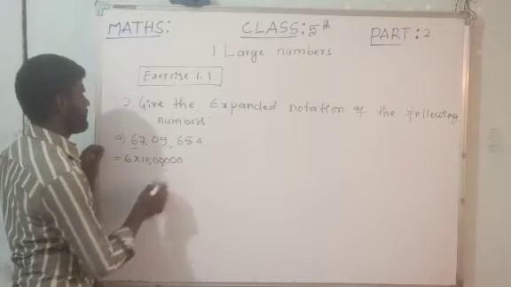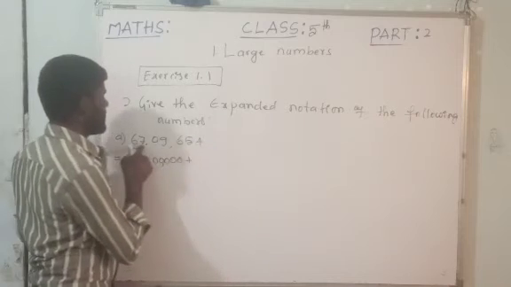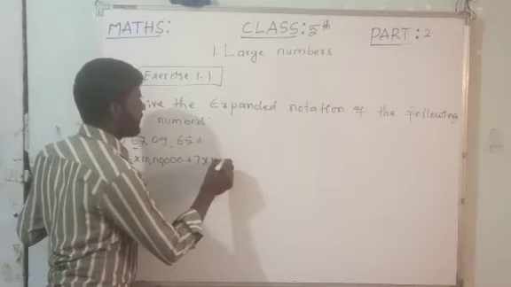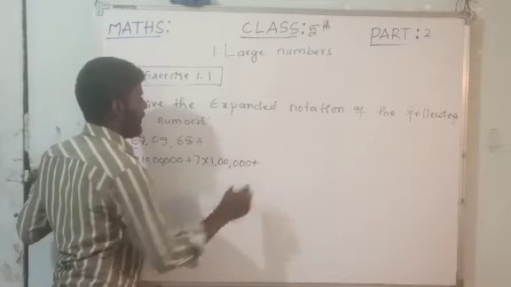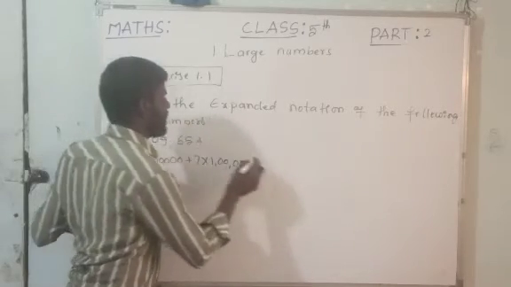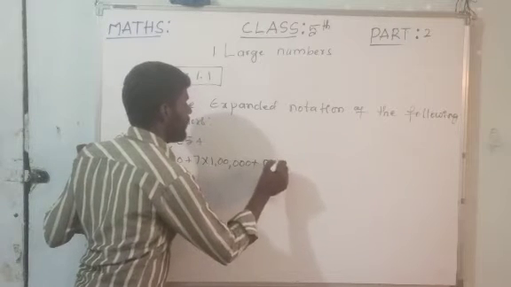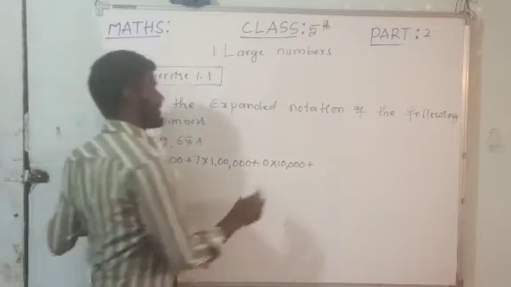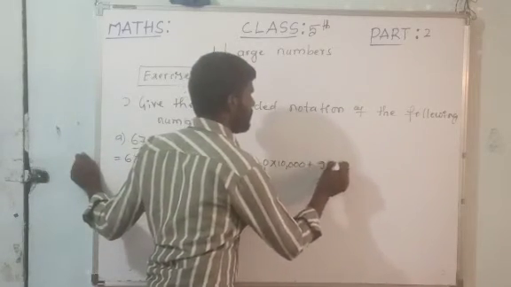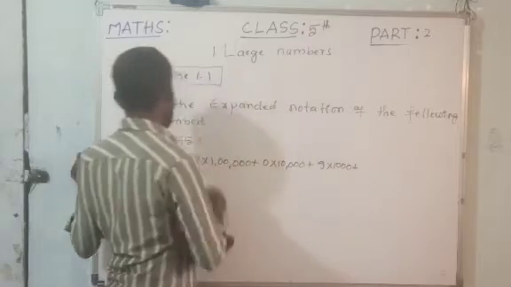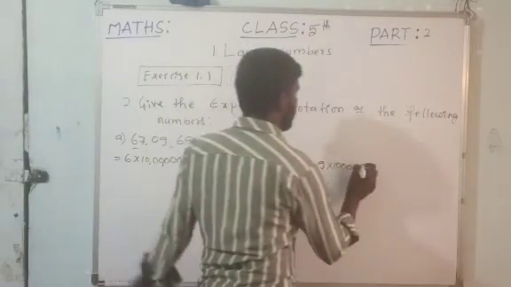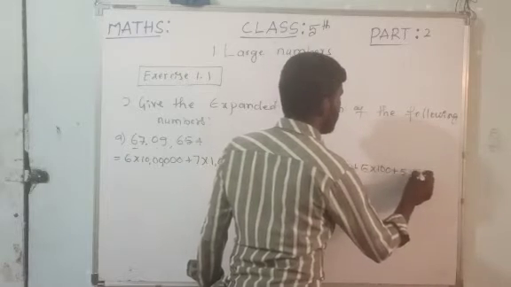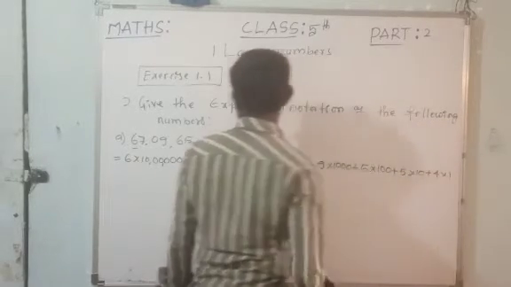Yes, 10 lakh plus 7 is present in the place of lakh only, 7 into 1 lakh. Then 0 is present in the place of 10,000, 0 into 10,000, plus 9 is present in the place of 1000, 9 into 1000. Then 6 is present in the place of 100, 6 into 100, plus 5 is present in the place of 10, and 4 is present in the place of 1.